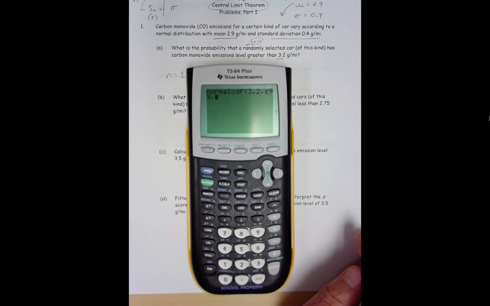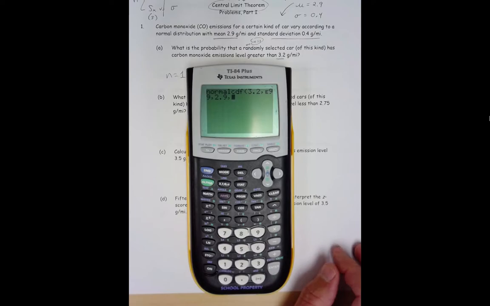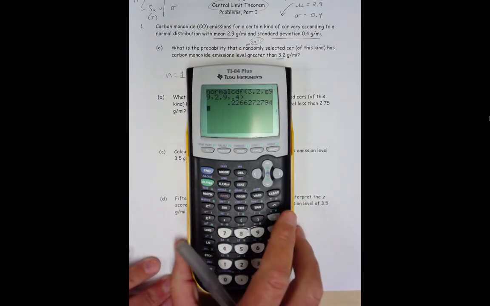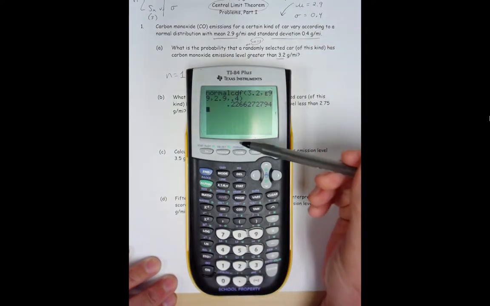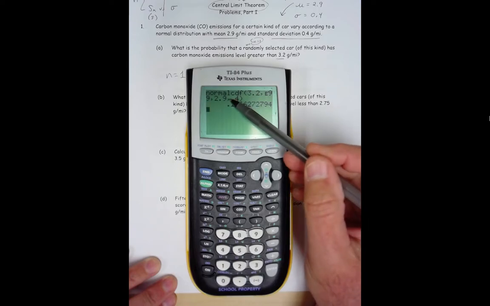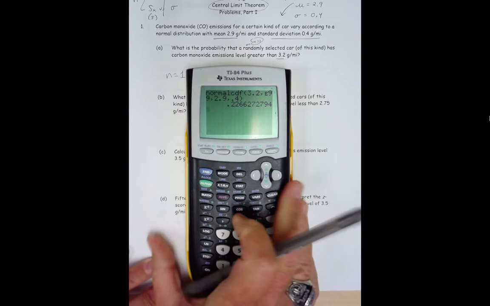And our mean is 2.9. And our standard deviation is 0.4. So these are straightforward problems. Guys, probability, we typically round to 4 places. Don't get too caught up in that. That's just kind of the way I round, so it'd be 0.2266.